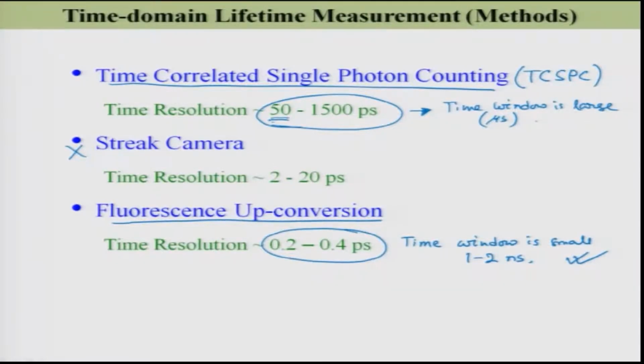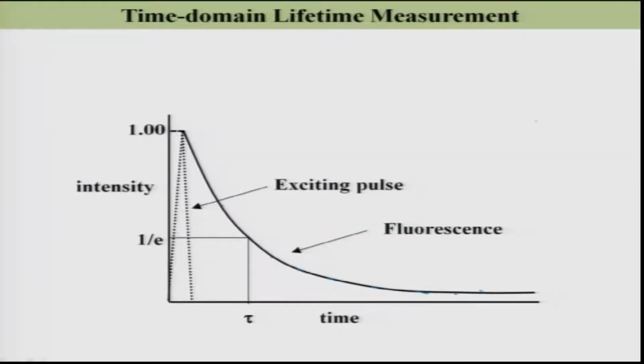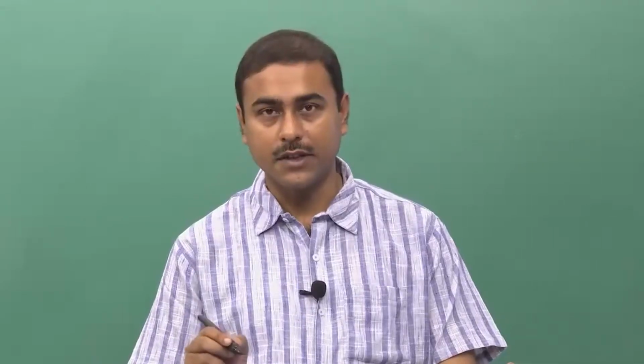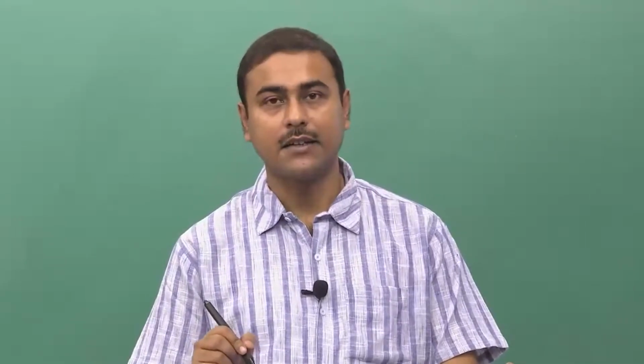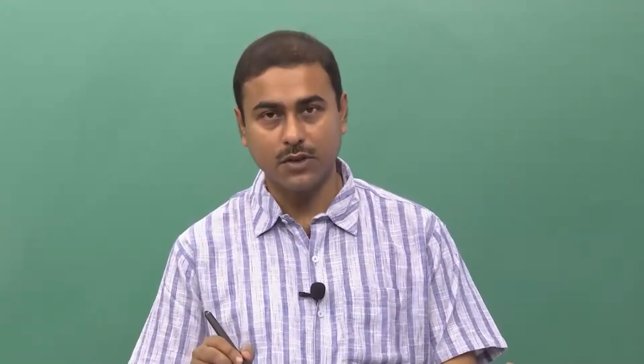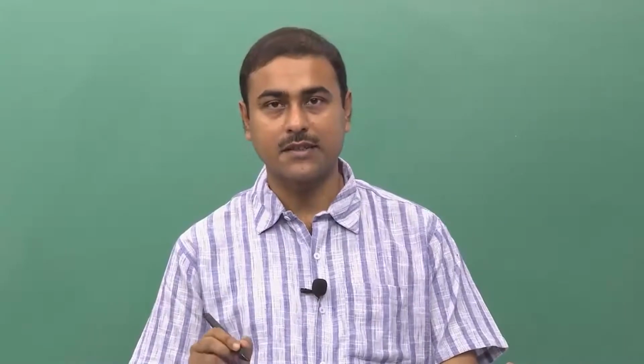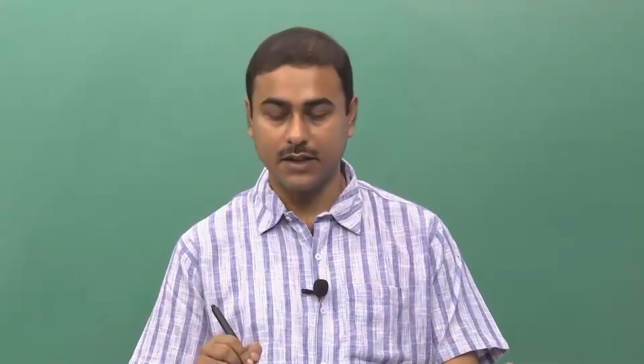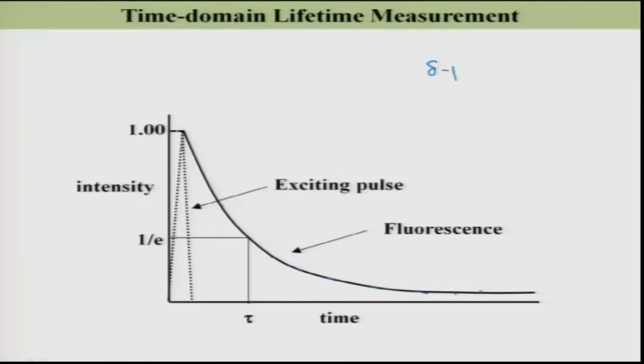Okay, let us start the TCSPC setup. As I said, for the time domain lifetime measurements, whether it is TCSPC or upconversion, what we usually do is excite the sample with an ultra short light pulse. So light is present for a very short time, and ideally it is so short that this light pulse is treated as a delta pulse. So, delta pulse excitation.